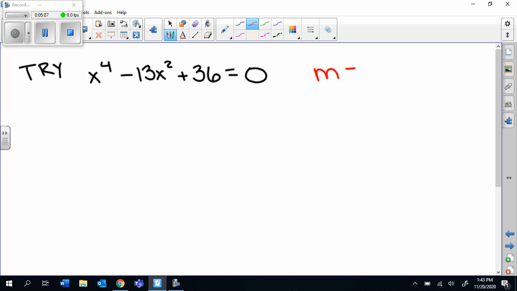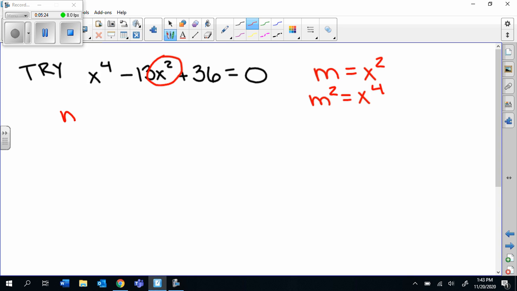Let's mix it up. Let's mix up the colors. Let's mix up the letters. Let's let m equal x squared. It's always going to be this piece right here. So then m squared equals x to the fourth if I square both sides.